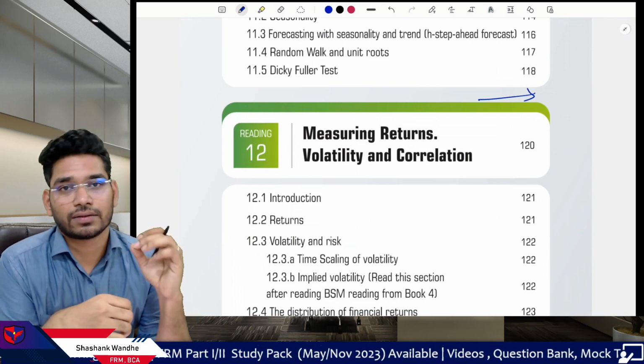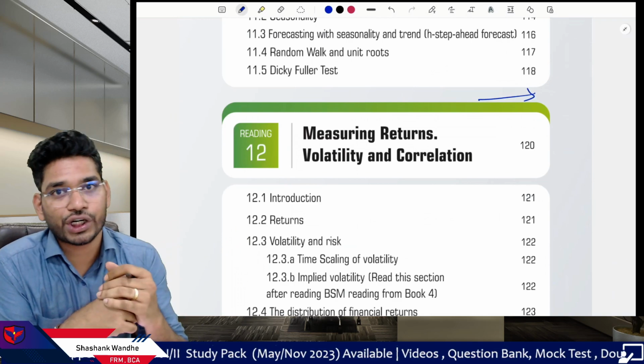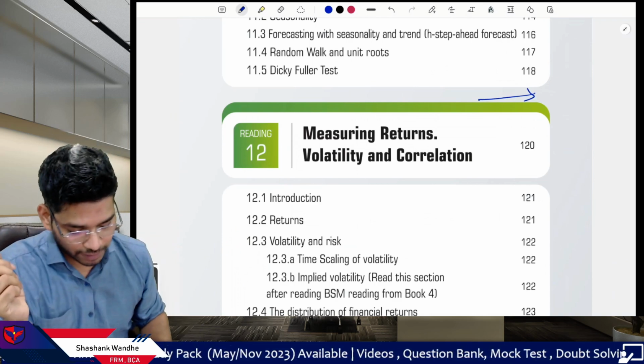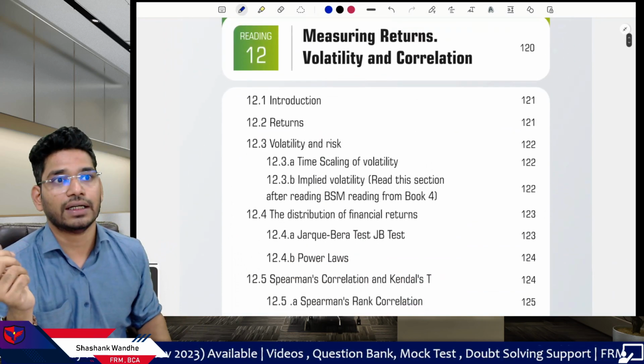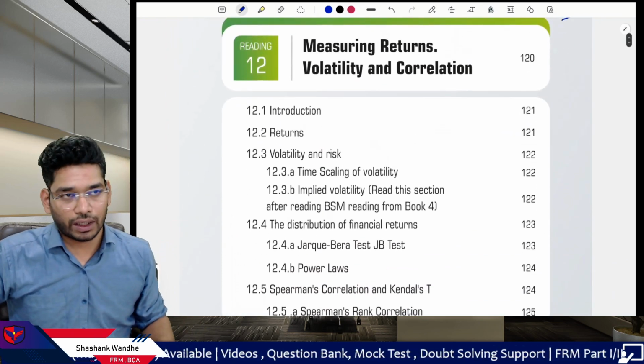Finish your time series section, and once you are done with this, simply solve your section test and check your performance. The ideal score for this section test is 50%. Then measuring returns, volatility, and correlation.